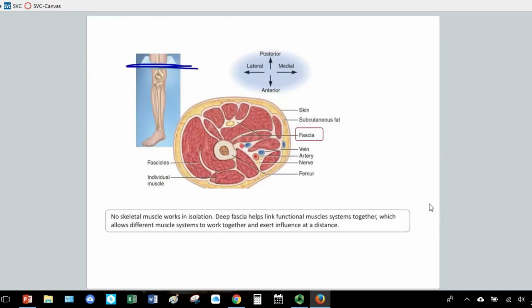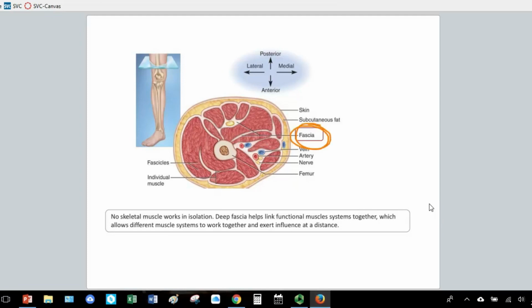Here we have a cross section of the leg. This is anterior, this is posterior, and I believe this is an inferior view. But anyways, this here's the femur, which means that these muscles right here, these are the quadriceps, and these in back for the most part, these are the hamstrings. And what I want to point out is this fascia.